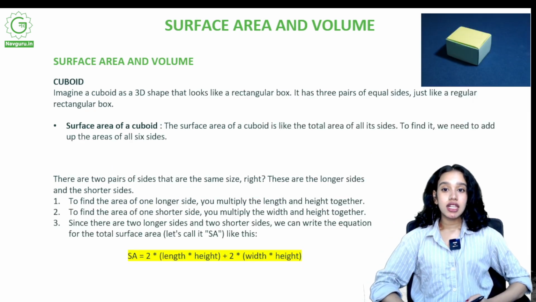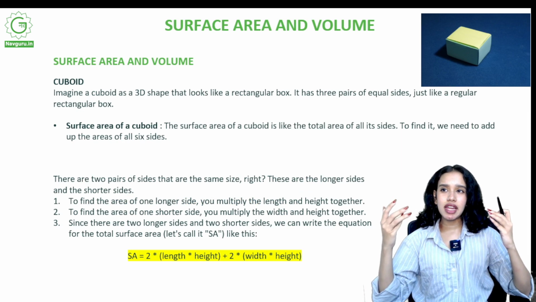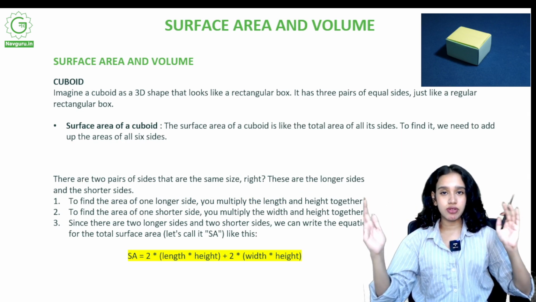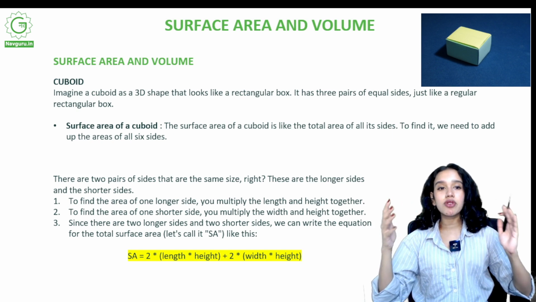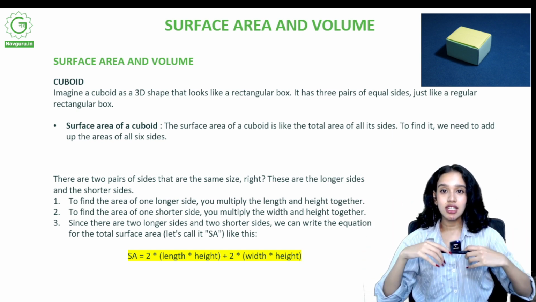Now, let's talk about the next figure, which is a cuboid. Cuboid is a very commonly found figure, because in day-to-day life we find a lot of rectangular boxes around us, right?